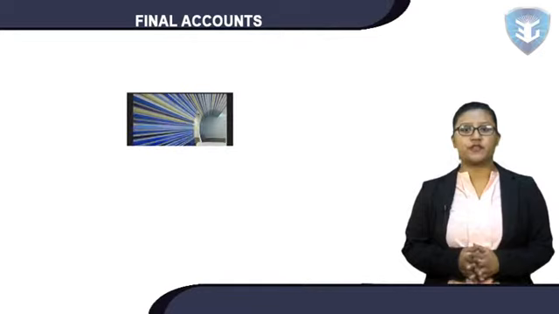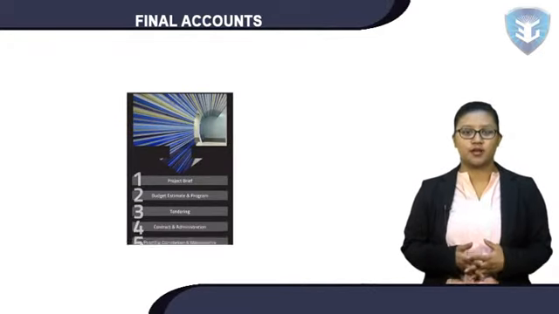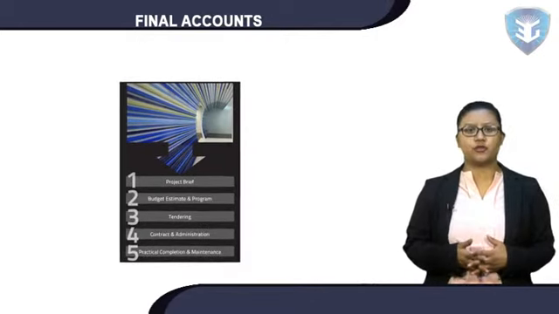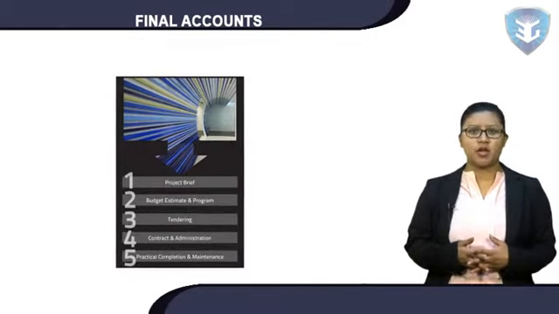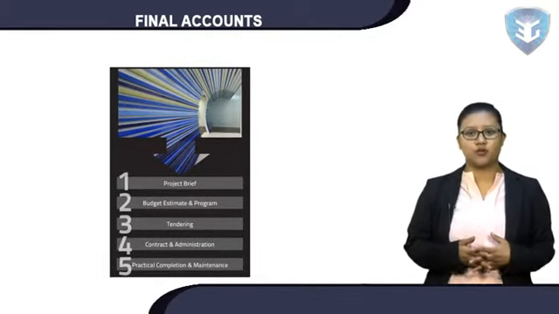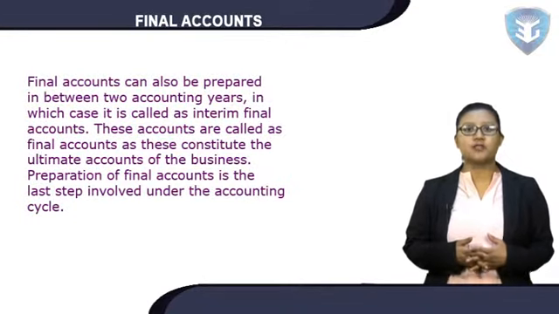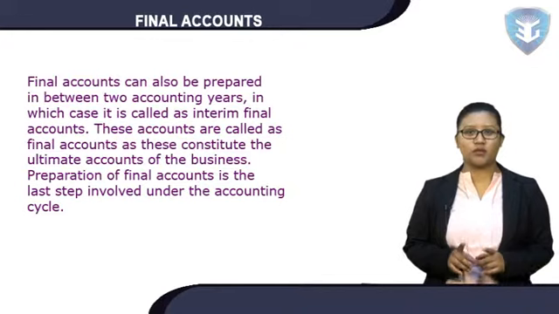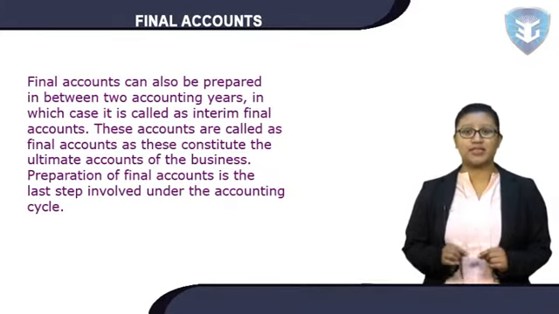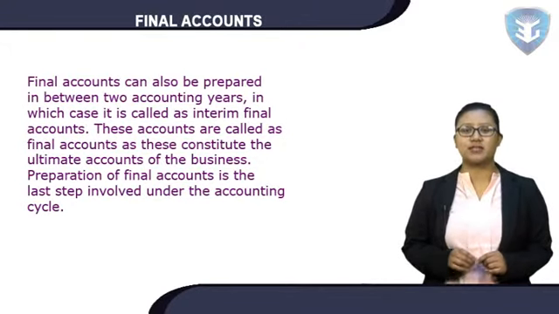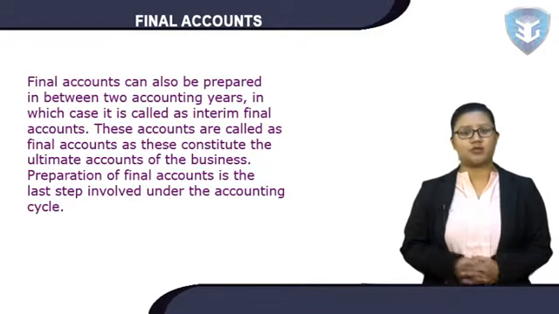The main objective of an accounting system is to reveal the results and financial position of the business. With this objective in view, every trader will prepare accounts at the end of each year. Such accounts which are prepared to know the profit or loss and the financial position are known as final accounts. Final accounts can also be prepared in between two accounting years, in which case it is called interim final accounts. These accounts are called final accounts as these constitute the ultimate accounts of the business. Preparation of final accounts is the last step involved under the accounting cycle.